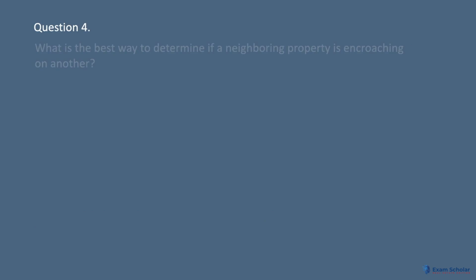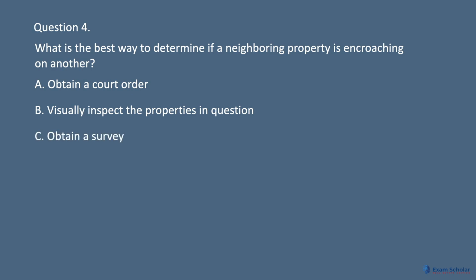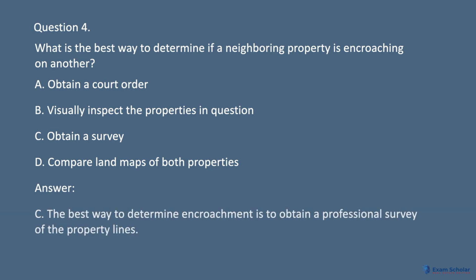Question 4. What is the best way to determine if a neighboring property is encroaching on another? A. Obtain a court order. B. Visually inspect the properties in question. C. Obtain a survey. D. Compare land maps of both properties. Answer. C. The best way to determine encroachment is to obtain a professional survey of the property lines.